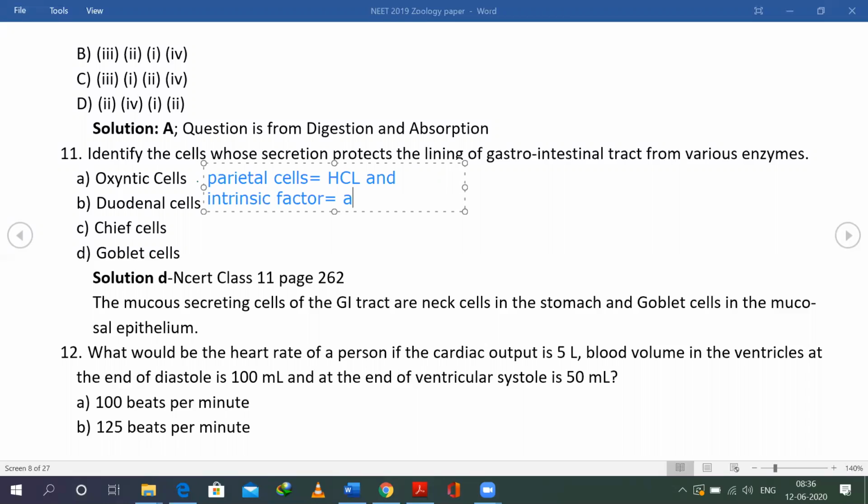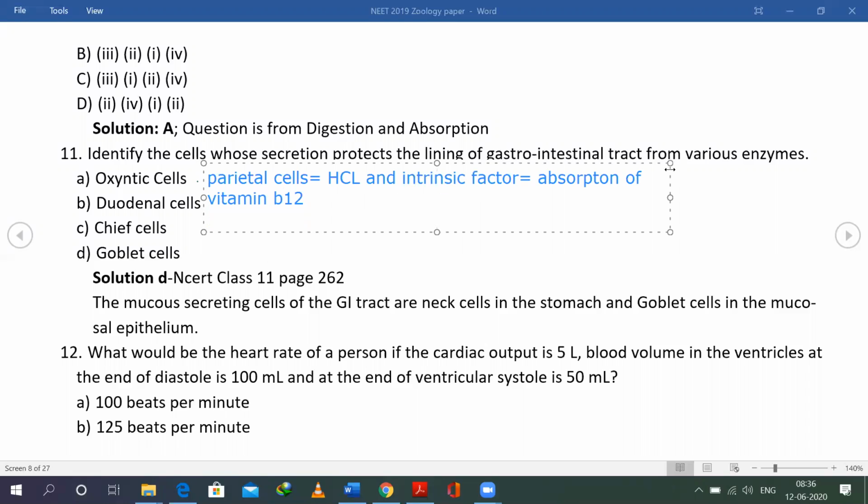This is for the absorption of vitamin B12. So that is the function of the parietal cells. Parietal cells are the oxyntic cells which secrete the HCl into the stomach, and also they secrete the intrinsic factor. This intrinsic factor is essential for the absorption of vitamin B12. That is the function of oxyntic cells.